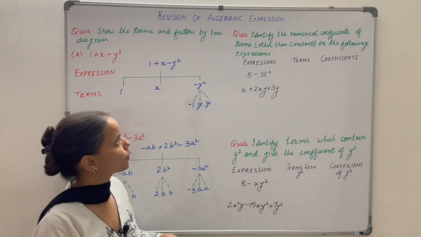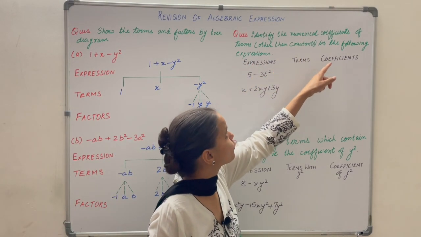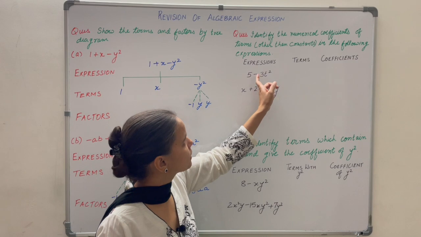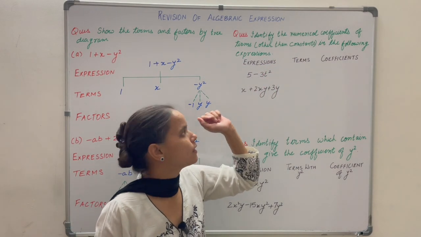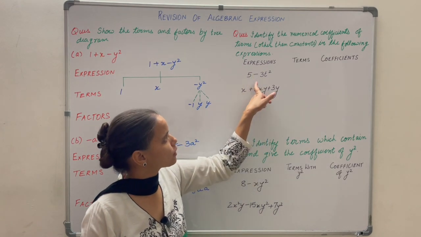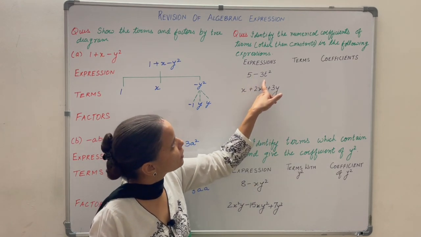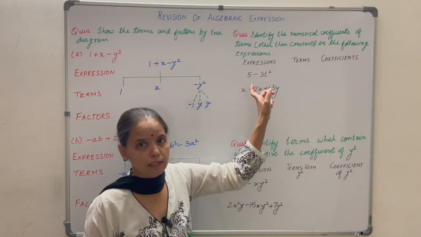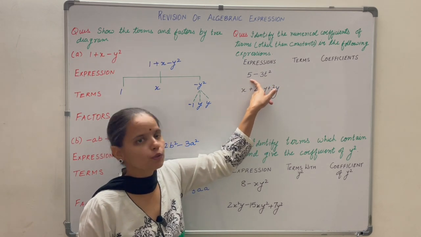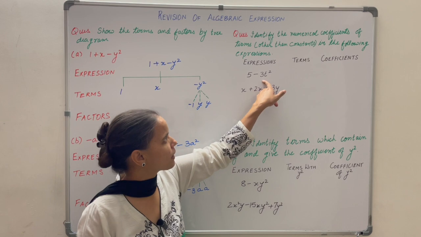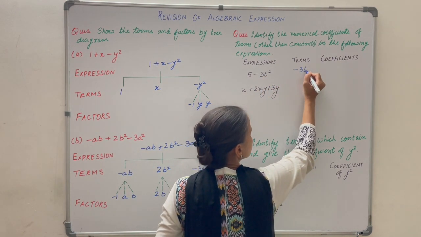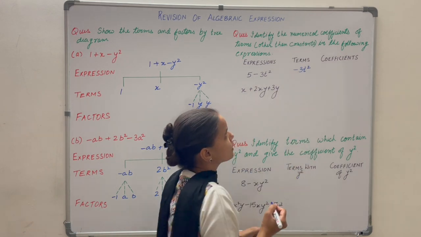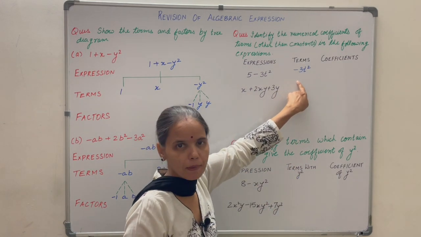Now let us take this question. Identify the numerical coefficients of terms other than constants in the following expressions. So here, this is the expression given to you. You have to write down the numerical coefficients of the terms other than the constant, which means you don't have to consider this. The term considered here is minus 3t square. What is the numerical coefficient here? Minus 3.